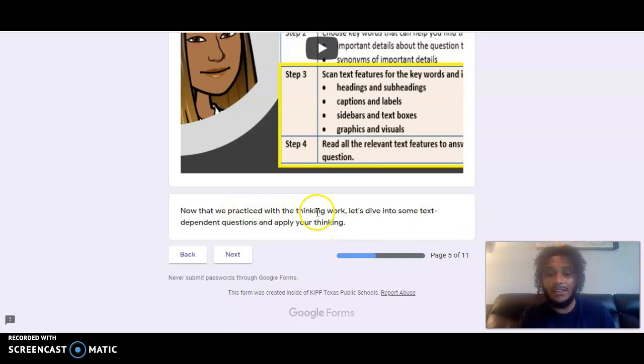So it says, now that we practiced with the thinking work, let's dive into some text-dependent questions and apply your thinking. Text-dependent means that I can find the answer by reading the text.